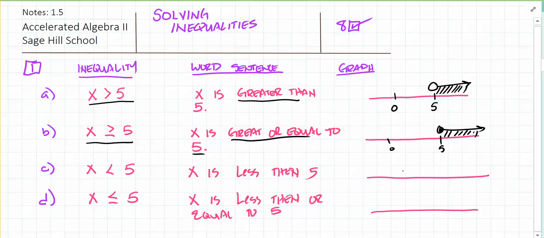Less than 5? Alright, give me 0, give me 5, open dot, and we want to go less than 5, so we want to go to the left. We're talking about all values of x that are less than 5. Less than or equal to 5 works the same way. Give me 0, give me 5, give me the closed dot, and then go to the left. And that's everything you need to know for the first idea.